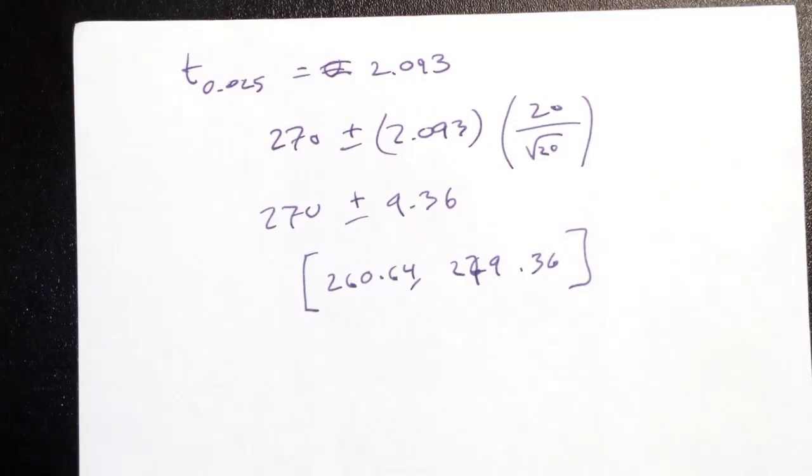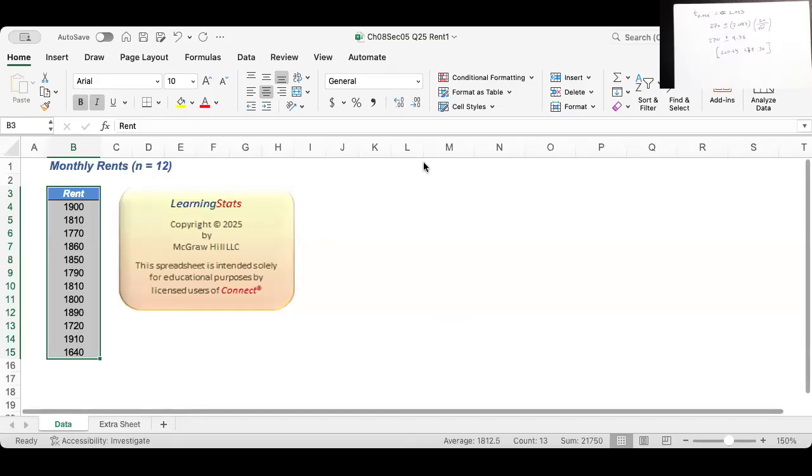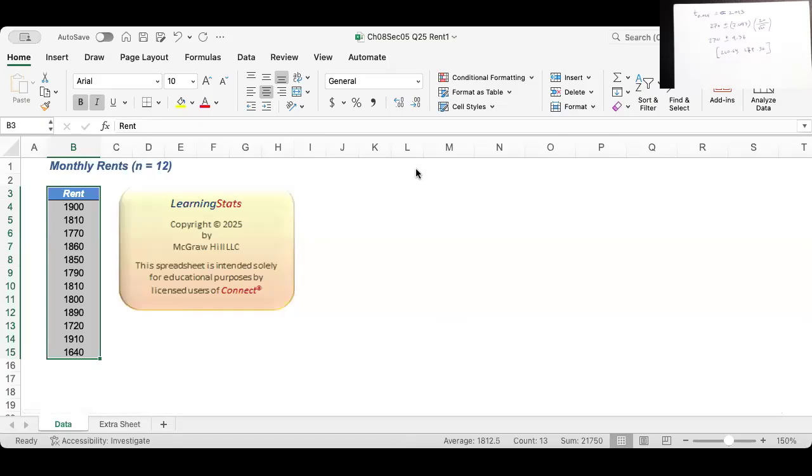Problem 25. Problem 25 says a random sample of monthly rent paid by 12 college seniors living off campus gives this set of information. This is how much they pay per month in rent. This is an expensive place. I want a 99% confidence interval. What's the average rent in this area?